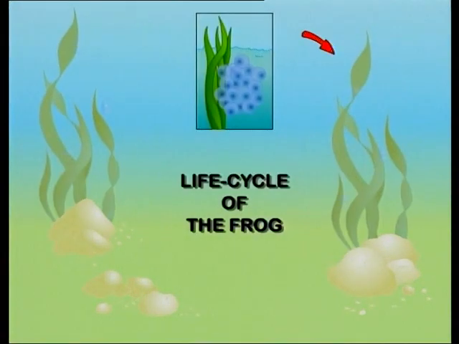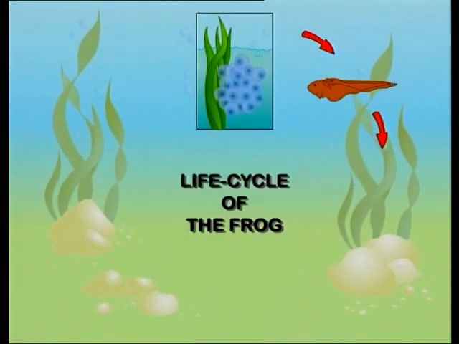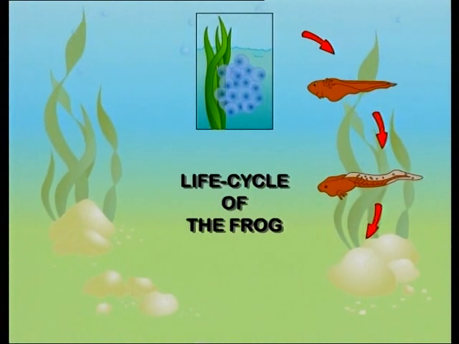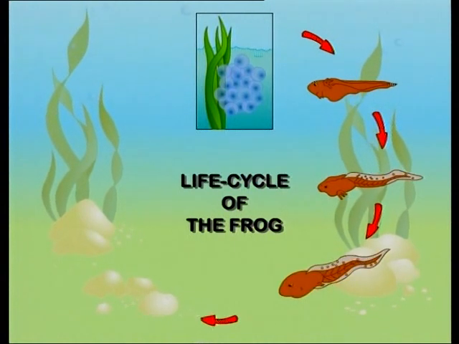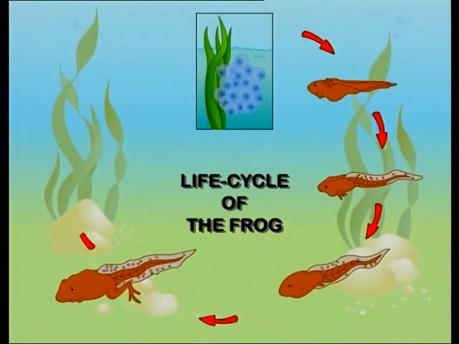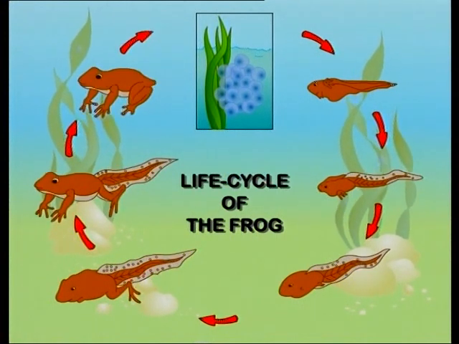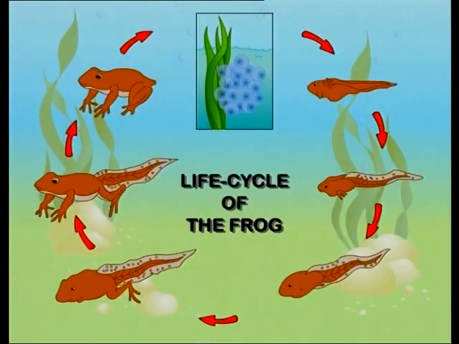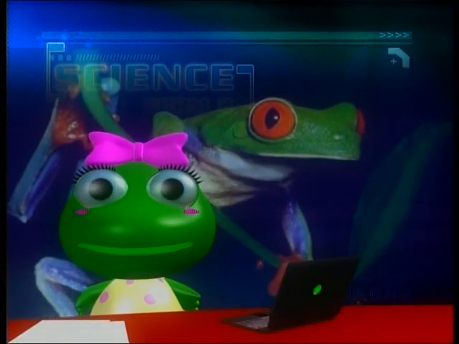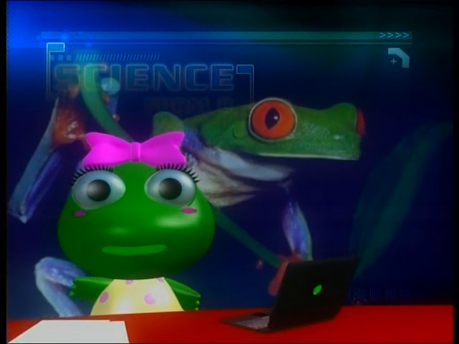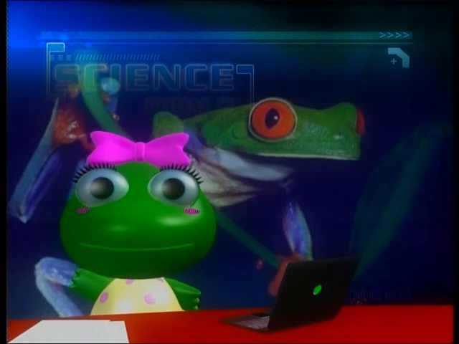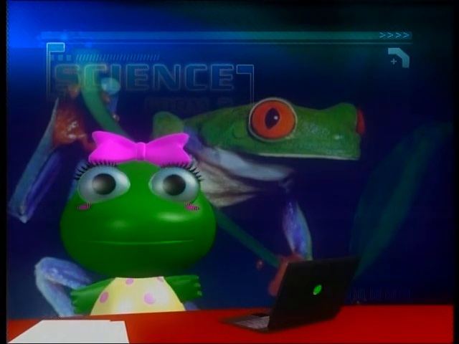During metamorphosis, tadpoles lose their gills and develop lungs, so they can breathe out of water. At the same time, they begin to grow limbs and lose their tails. The end result? Adult frogs like me that spend much of their time on land.